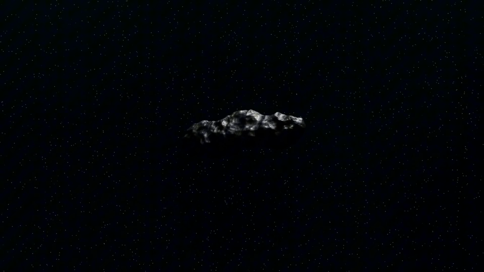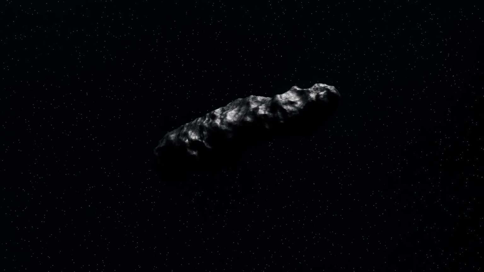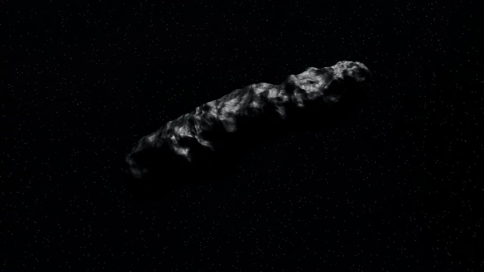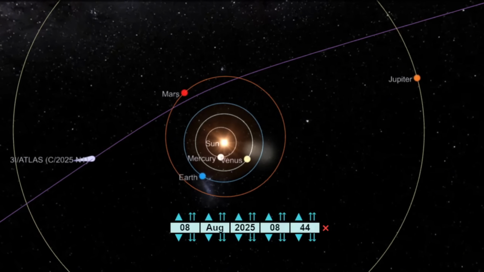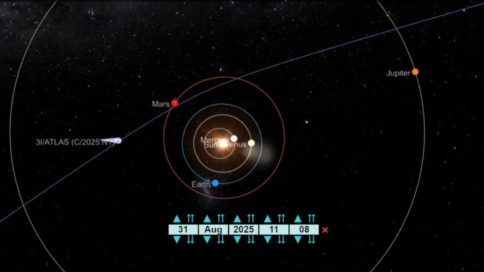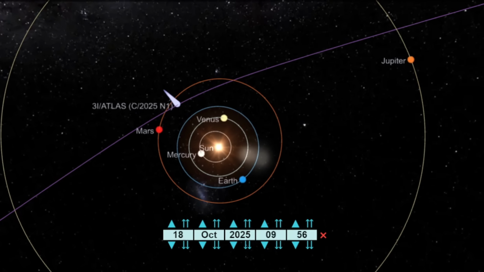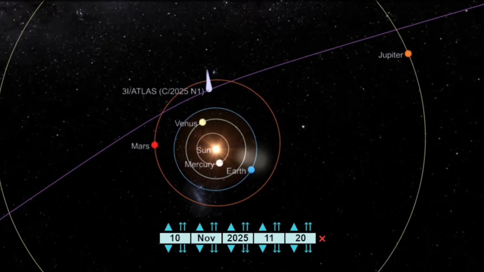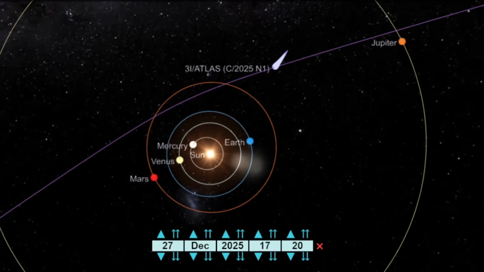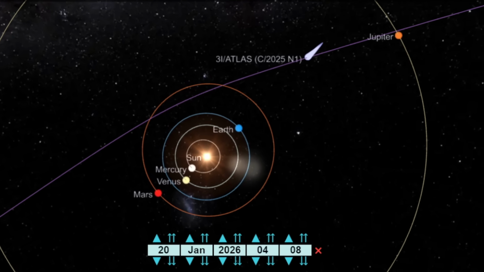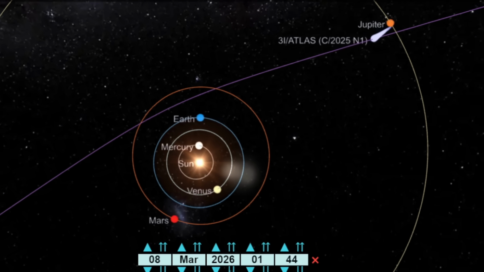3I Atlas is not extraordinary because it appears mysterious. It is extraordinary because it is real, measurable, and present, and because it holds within it evidence of environments beyond direct human reach. Our responsibility is not to sensationalize it, nor to suppress information about it, but to study it carefully and share that knowledge clearly. Once it leaves, the record we make now will be the only record that remains. What we do with this moment will determine whether we gain understanding or watch understanding pass us by.